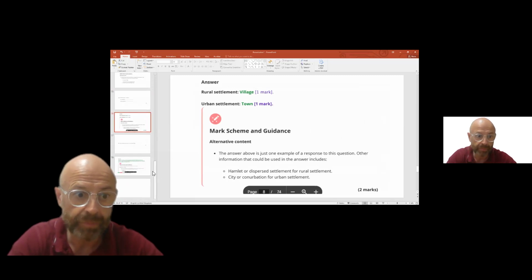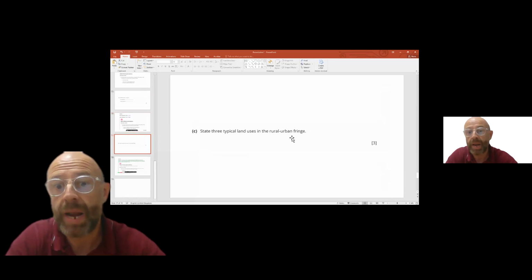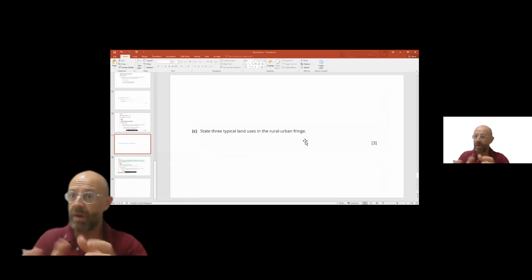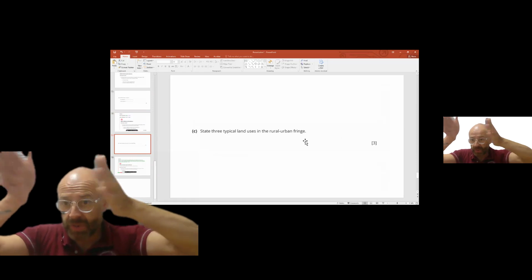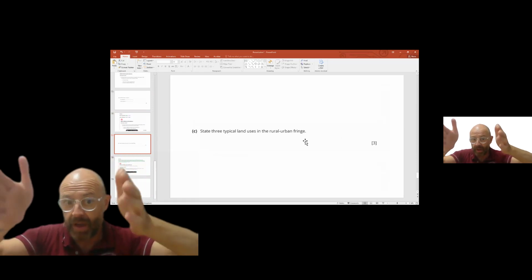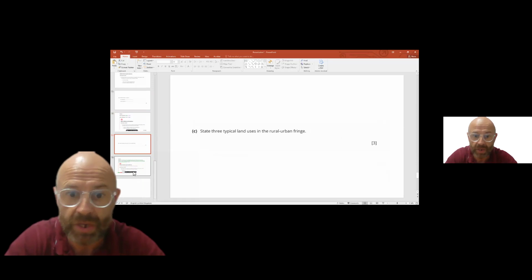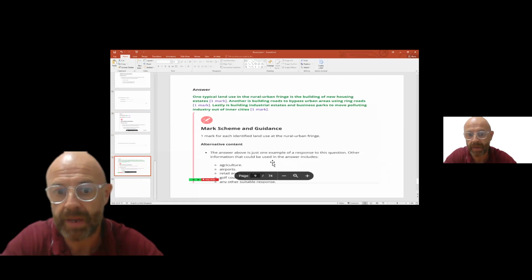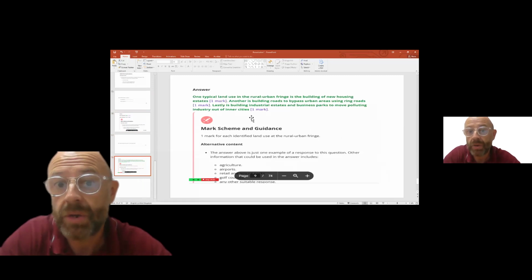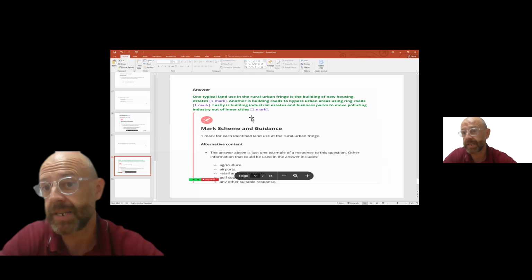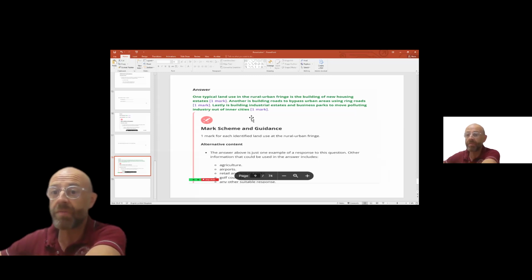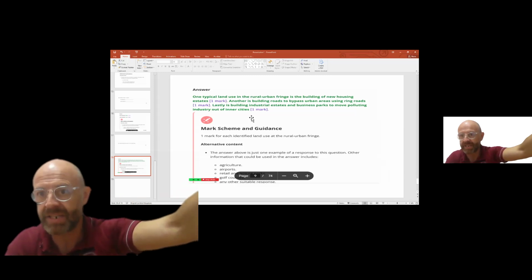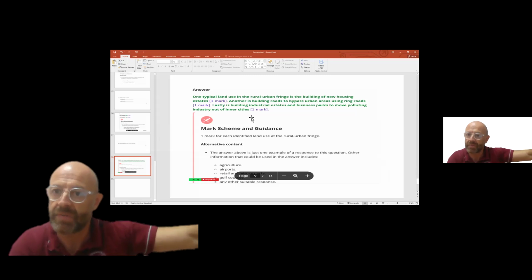Now, state 3 typical land uses in the rural urban fringe. So that part in the middle of the Venn diagram where towns or cities on their edges meet rural areas, what sort of land uses could we get there? 3 marks, 3 things we need to think about here. One typical land use in the rural urban fringe is building new housing estates because there's nowhere to build houses in the town anymore. They've run out, so it spreads. We call it urban sprawl. So you might find newer housing estates because they're right on the edge of the town. It's the only place left to build.